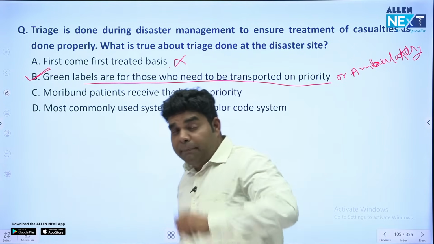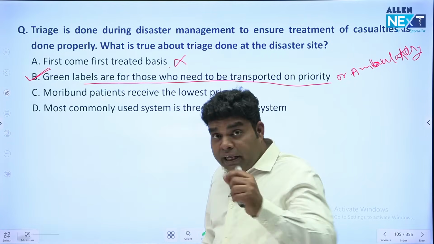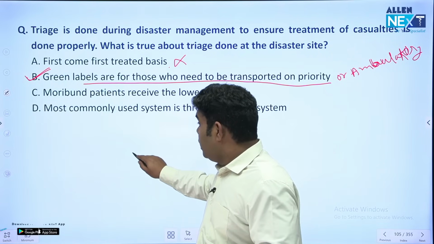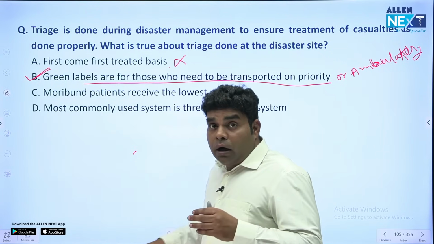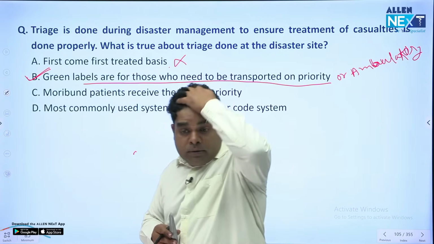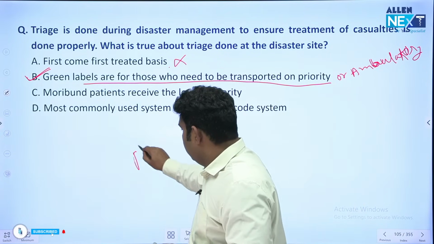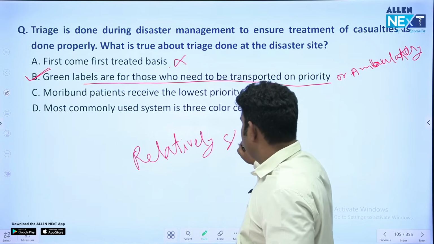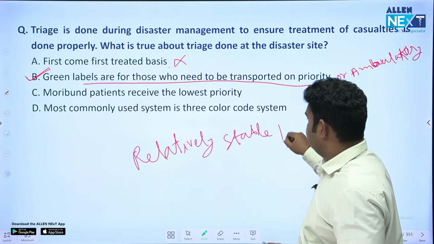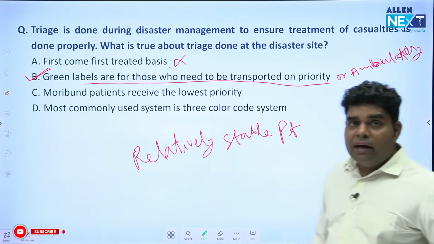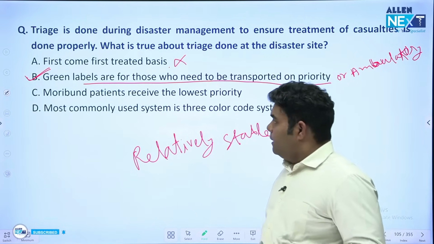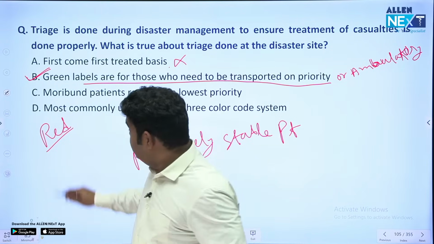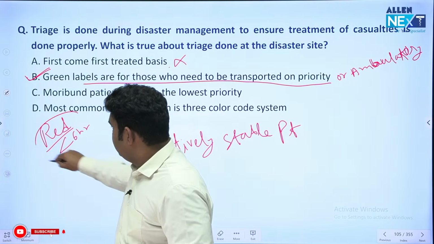Now, in the MCI exam, they have asked, in which category will you put the patient who is relatively stable? Tell me, what do you think is the answer? Where will a relatively stable patient go? Yellow, green, or red? So we all know red is for the category which needs life saving surgery in less than 6 hours. They are red. Okay.